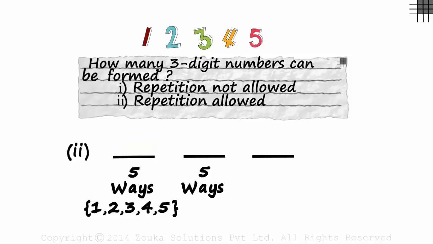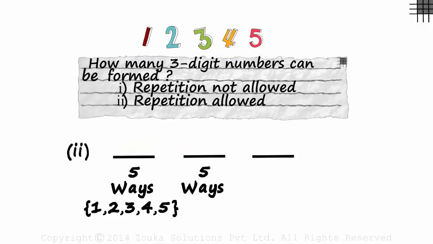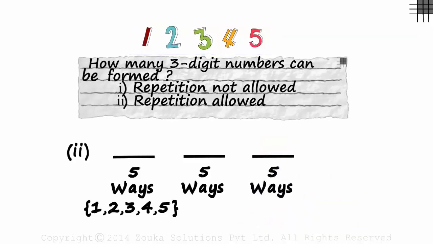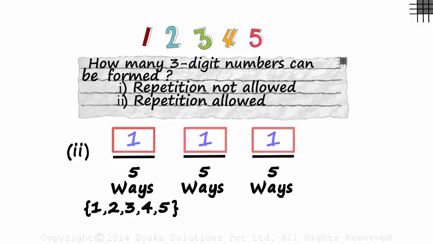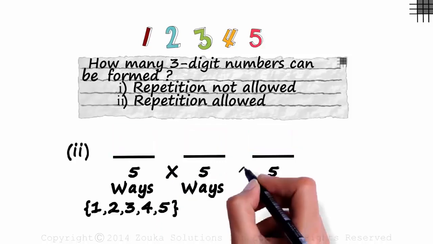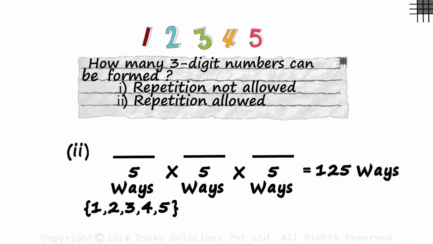So no matter what digit is used in the hundreds place, the tens place can be filled with any one of the 5 digits we have been given. And similarly, the third slot can also be filled with any one of the 5 digits. 5 ways again. If we have 1 in the hundreds place, the same one can be used in the tens place and in the units place as well. There are no restrictions here. So as we are filling in the first and the second and the third slot, we multiply these 3 numbers and get the answer as 125 ways.